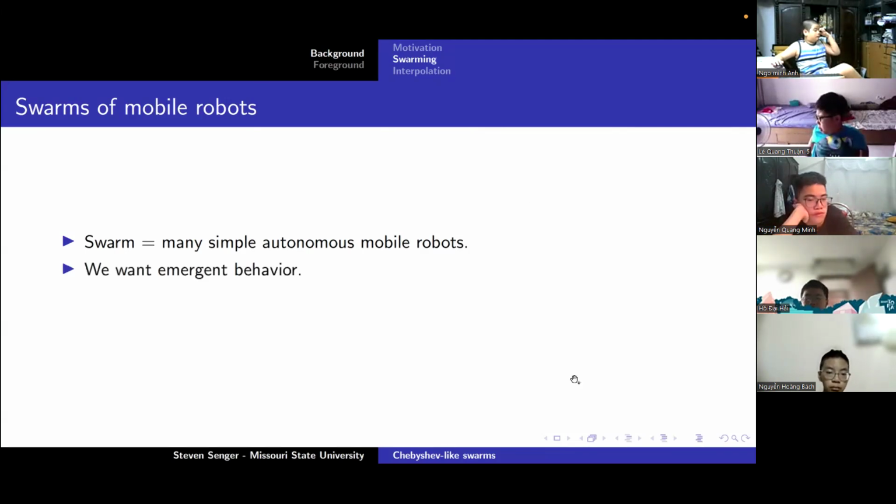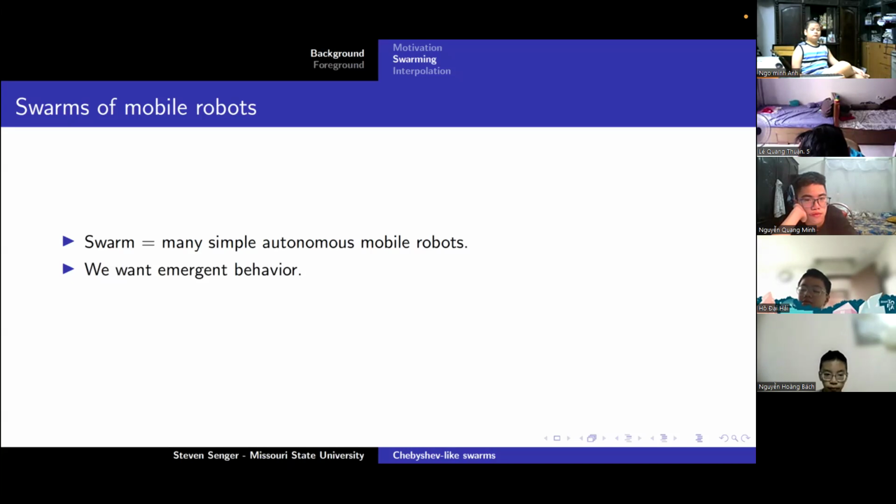So this is a strange phrase here. What I'm saying is we want emergent behavior. So what is emergent behavior? Remember, I told you this is a whole bunch of simple robots, very many simple things. We want somehow all of them acting together to do something big.